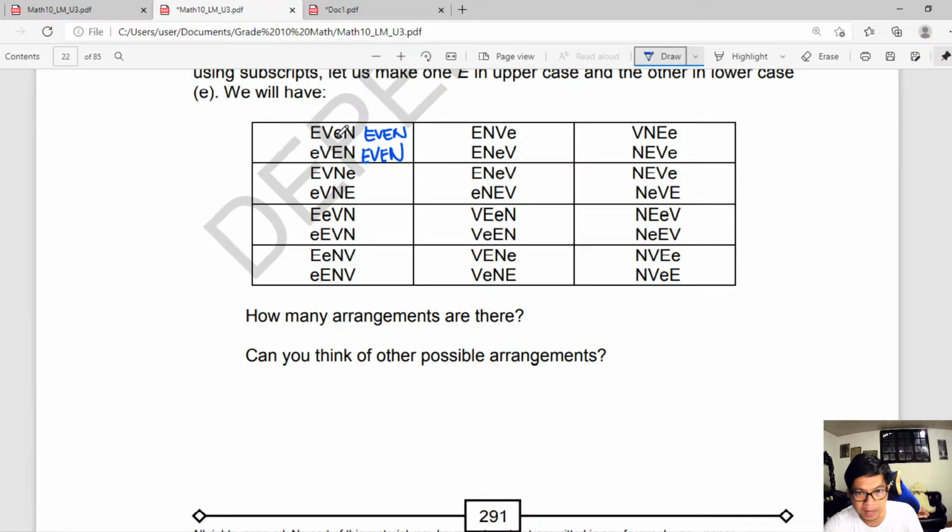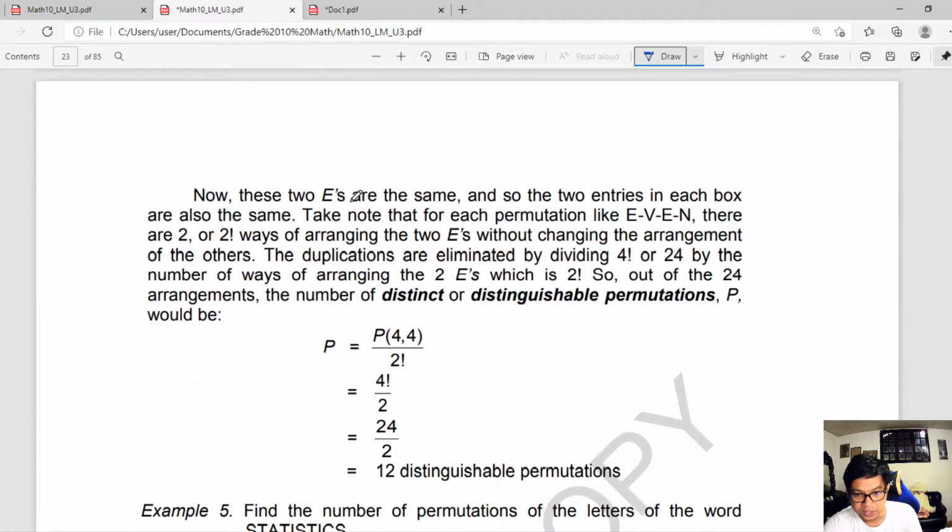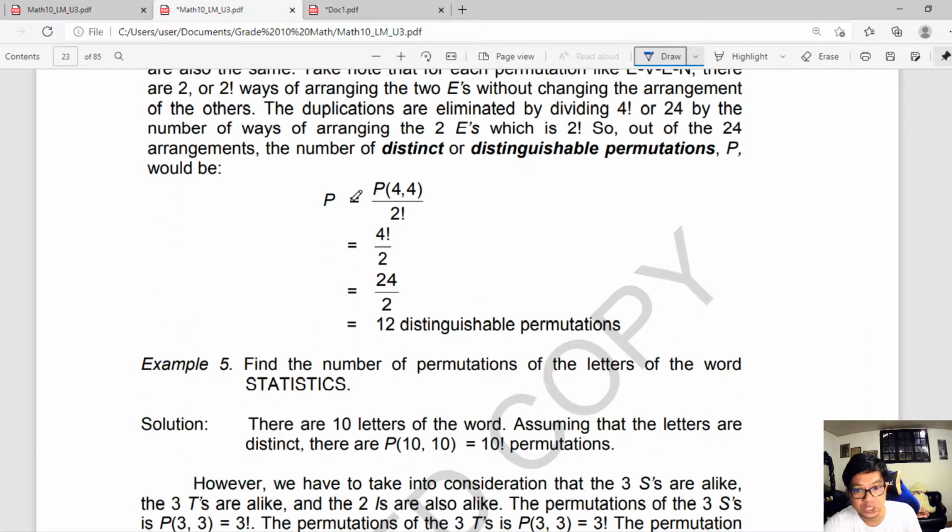Kasi itong dalawa, pareho lang naman sila ng arrangement. Ito, the same lang din. So, nilagyan lang ng small letter dito para mapakita na, para ma-distinguish natin siya sa ibang example or ibang possible arrangement. So, iyon yung distinguishable permutation.